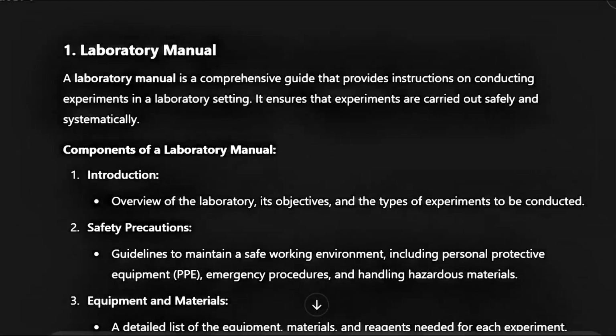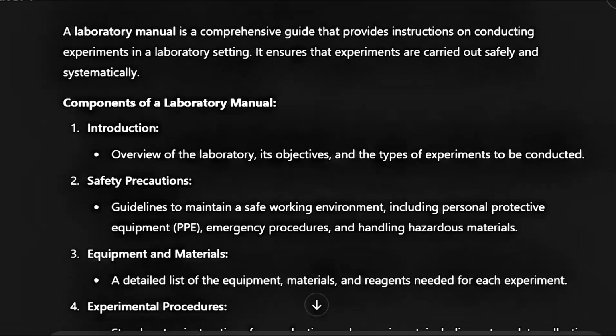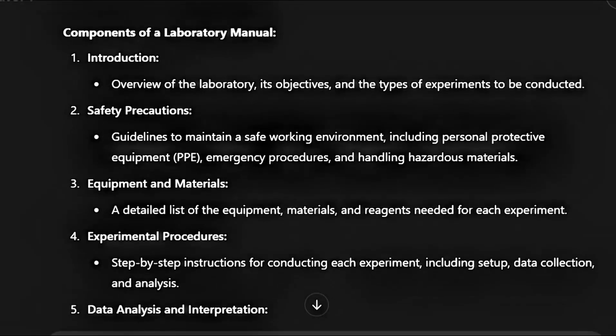Laboratory Manual. A laboratory manual is a comprehensive guide that provides instructions on conducting experiments in a laboratory setting. It ensures that experiments are carried out safely and systematically. Components of a laboratory manual. 1. Introduction. Overview of the laboratory, its objectives, and the types of experiments to be conducted.